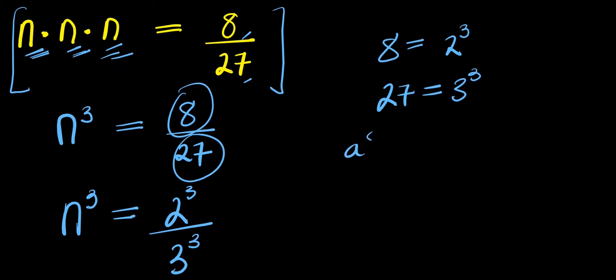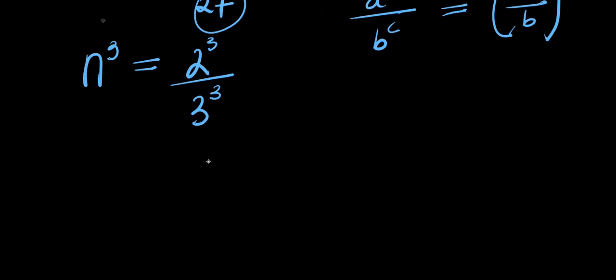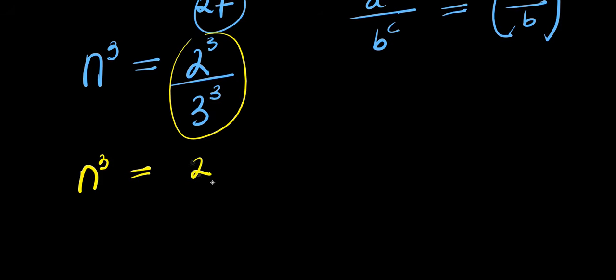So if you have a power c divided by b power c, this equals a divided by b, all raised to the power of c. So we apply the same property here. We are going to have n power 3 equals 2 divided by 3, raised to the power of 3.